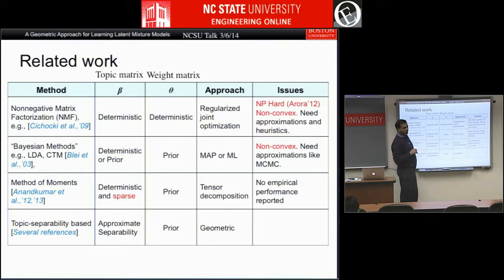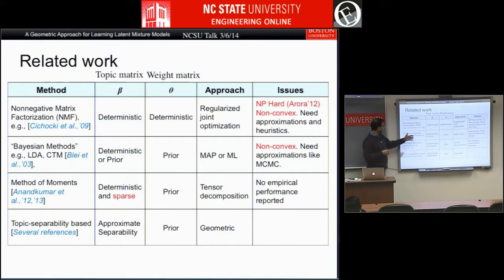This problem is known to be NP-hard, and Arora et al. in 2012 proved this result. So lots of heuristics and approximations have been used to solve this type of problem using some kind of a regularized joint optimization approach. What does that mean? You hold beta fixed, you solve for theta, and then you hold theta fixed and solve for beta, or you pose a joint global optimization and then do some alternating minimization. I'm giving you one version of this algorithm. There are many of those kinds of things.